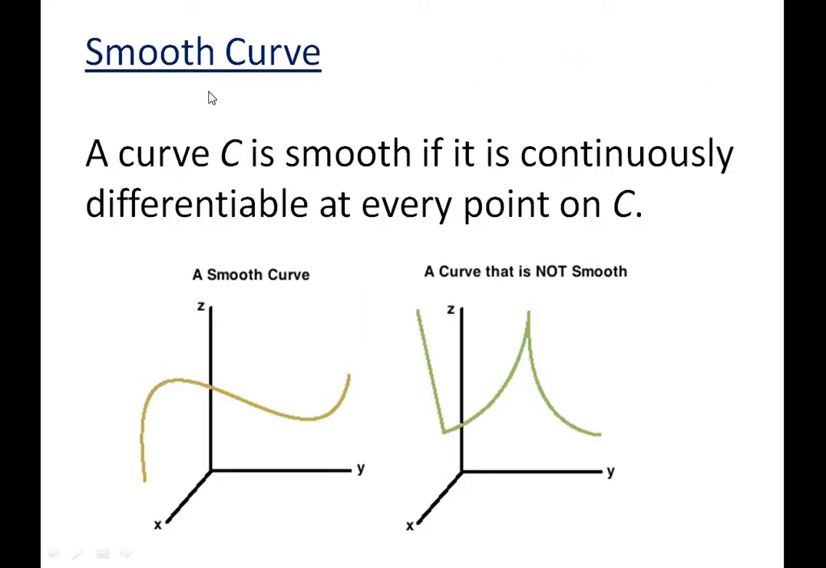Then we have smooth curve. A curve C is smooth if it is continuously differentiable at every point on C. Suppose the curve is f, then its derivative f dash exists and f dash of x is not equal to 0 along that curve. Here we have two examples. The first one is a curve which is smooth, the second one is a curve which is not smooth.